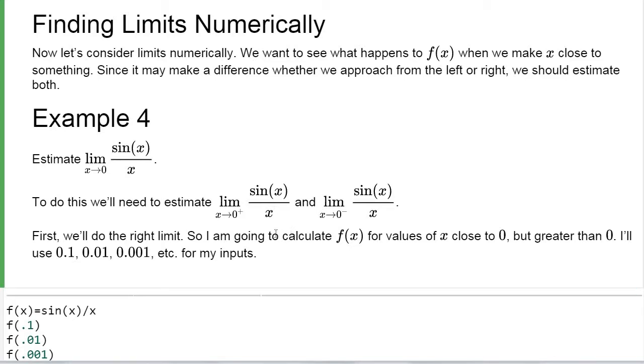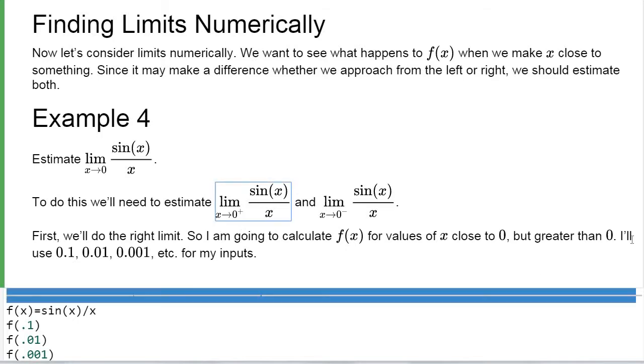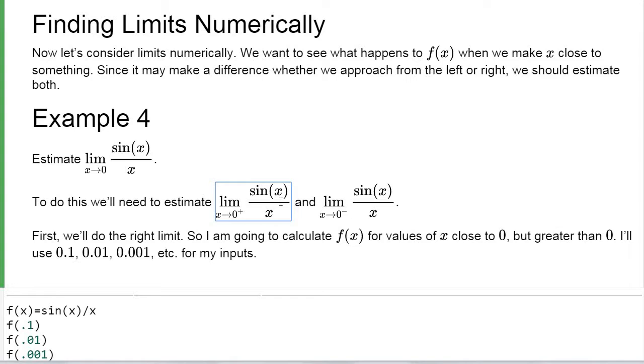It might make a difference if x approaches 0 from the left or the right. That's what this means. So I don't know if you covered this yet in the lecture, but this little plus means x approaches 0 from the right or from above. That means x is greater than 0 and gets closer and closer to 0, and we're going to see what this function does. This little minus right up here means x approaches 0 from the left or from below, so x is going to be less than 0. So I'm going to do this right limit first. So this little plus means the values are bigger than 0.